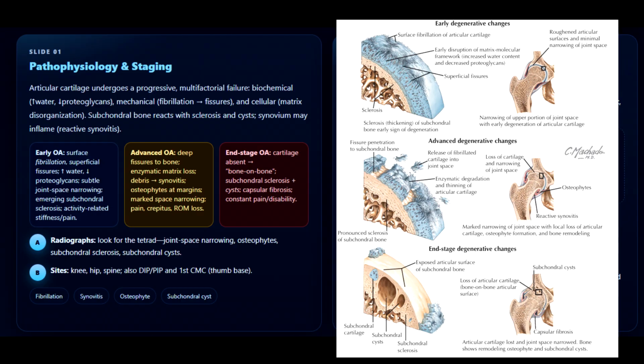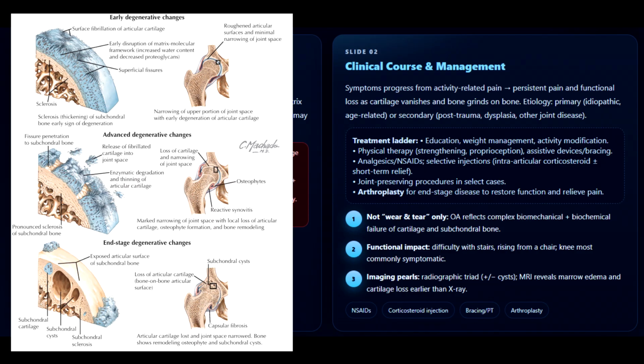The joint space narrows further, and the bone attempts to stabilize itself by producing osteophytes, or bony spurs, at the margins. This is the body's attempt at increasing surface area to distribute load, but clinically it contributes to pain, stiffness, and decreased range of motion. Patients begin to lose function, with difficulty in activities like climbing stairs or rising from a chair, especially when the knee is affected, the most common joint involved.